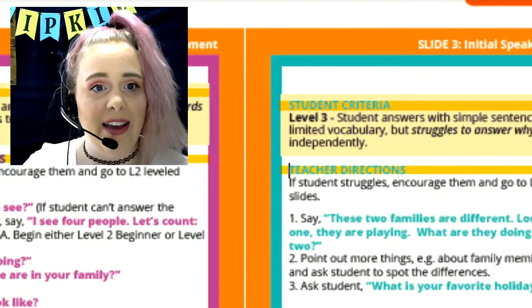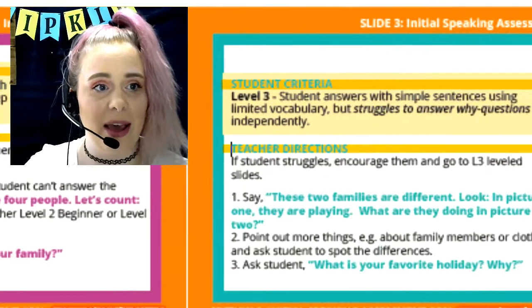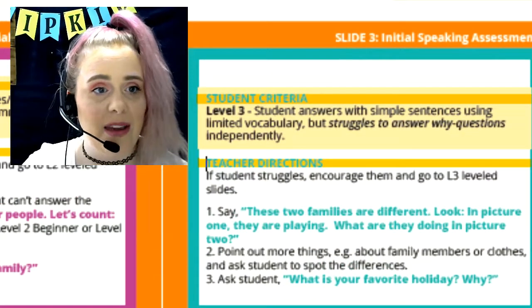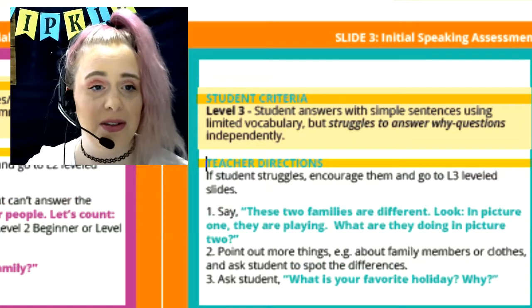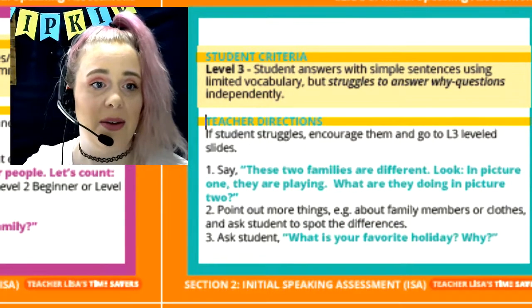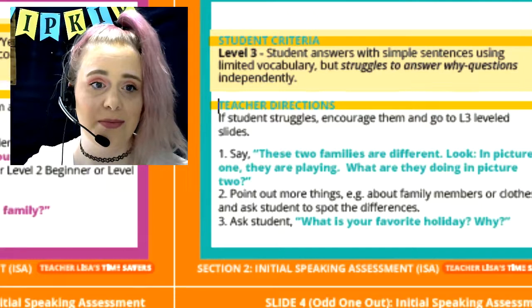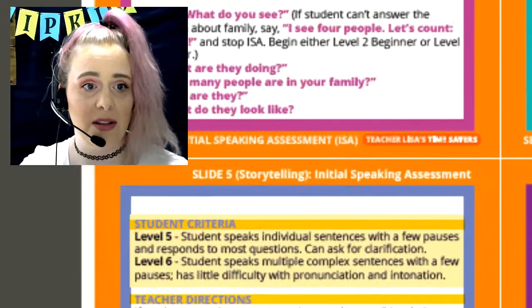So we have slide 3, it says there at the top. And then again, we have the student criteria, a level 3 student. This is what a level 3 student will be able to do. And then we have the teacher directions. Okay, and it just continues on.